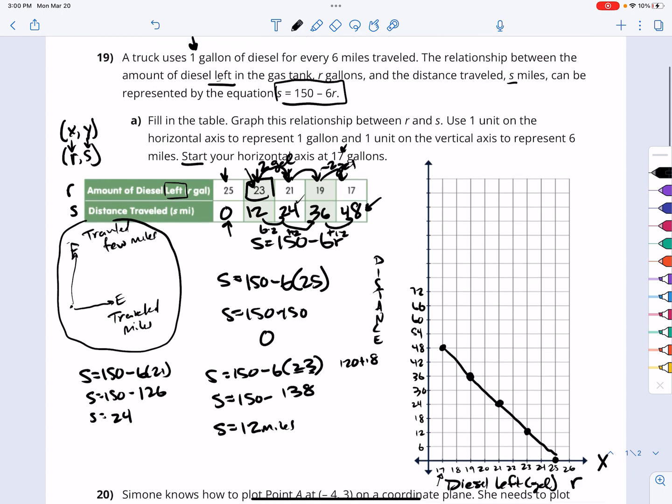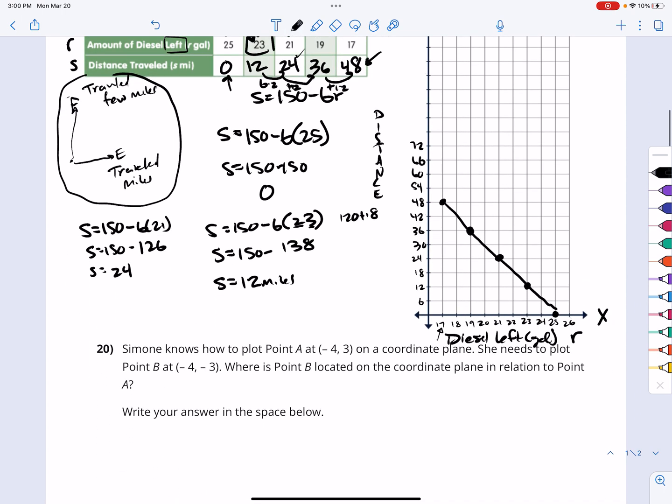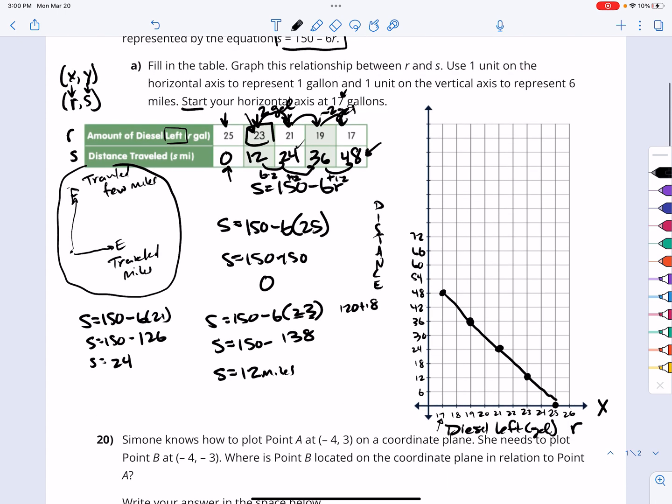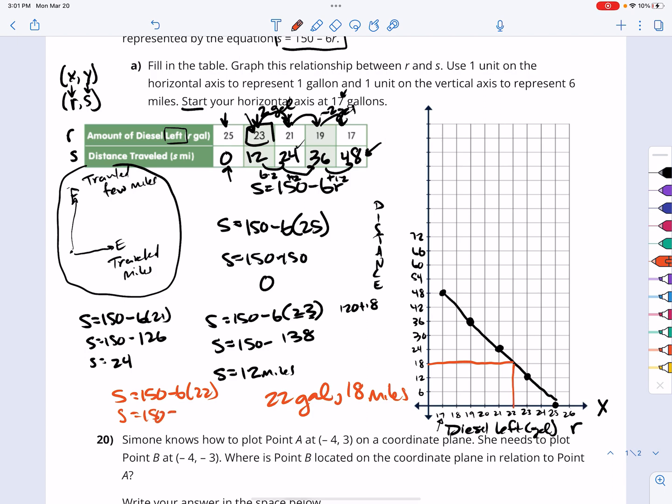I think there's a missing question here. What if there were 22 gallons of diesel left over? Looking at the graph, it looks like it would be about 18 miles. We could check by doing S equals 150 minus 6 times 22. 6 times 20 is 120 and 6 times 2 is 12, so that's 132. And our distance is 18 miles.